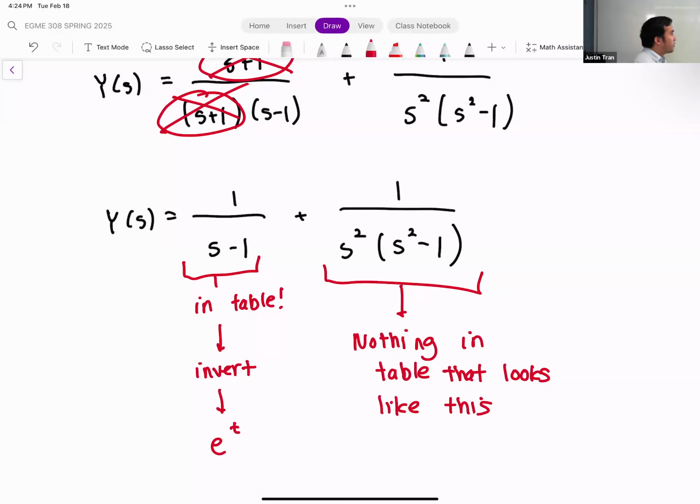At this point, we're not able to invert this, at least directly, but we can still work on this algebraically. If you look at the structure of this function, we have basically 1 over s squared multiplied by 1 over s squared minus 1. So this almost seems like a multiplication of two expressions that we do have a table expression for. It would be really nice if we could break this up into separate fractional terms.